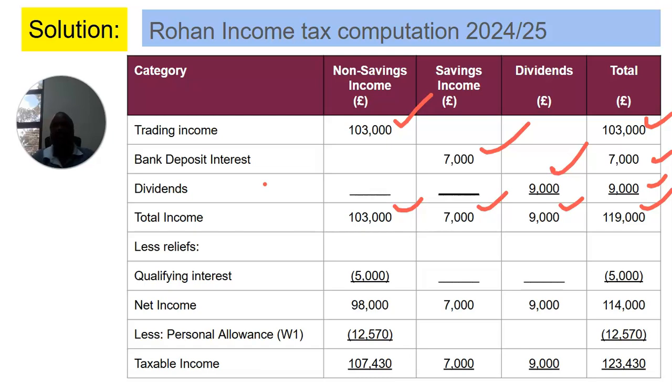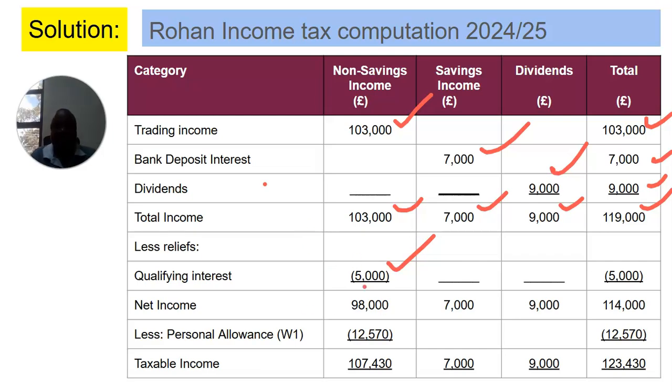All right, now, qualifying interest. Do not put this interest under the savings income, because the moment you reduce this 7,000 to 2,000, you are now going to work your figures wrongly. When you are now calculating the tax liability, they will be wrong. So put it in the right place here. It has to reduce non-savings income because it was a non-savings interest charge.